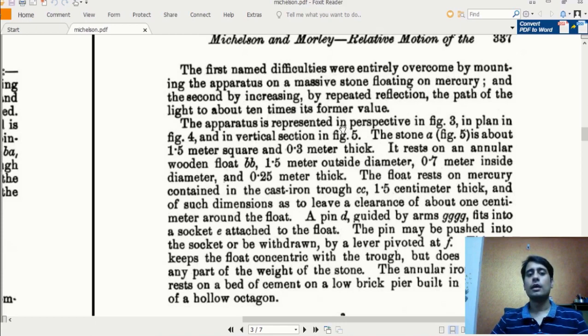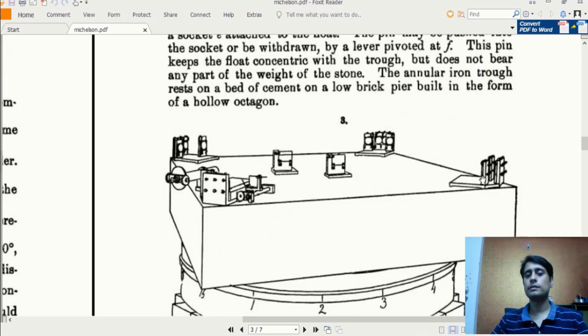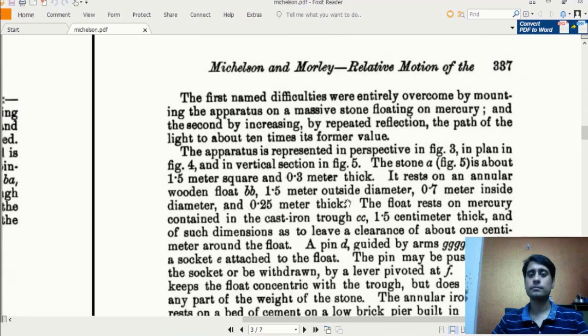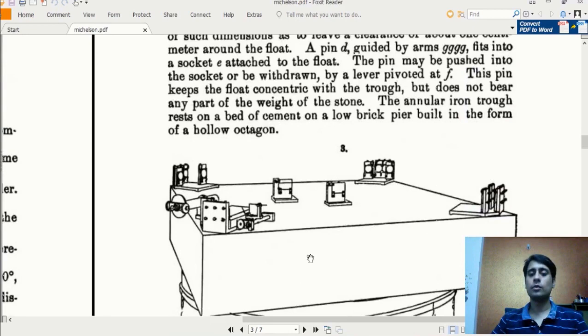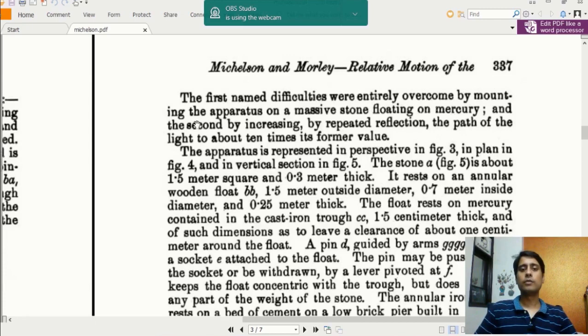So the whole apparatus was mounted on a massive stone. This is the massive stone on which the whole apparatus, these are the mirrors, we will discuss it one by one. So this is the huge stone on which the whole apparatus was mounted, and this stone was allowed to float on mercury. You know that the density of mercury is very high, so other metals, even stones, can float on mercury.